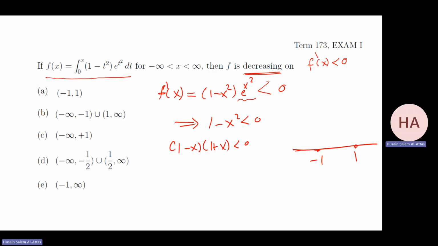Take a value. Take a value less than minus 1, minus 2. That will be negative times positive, negative.